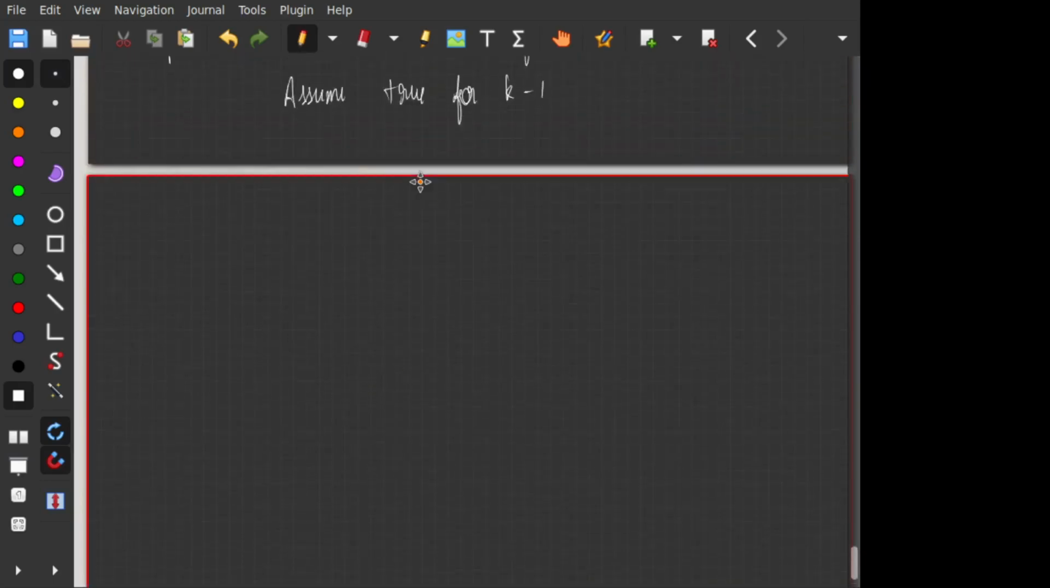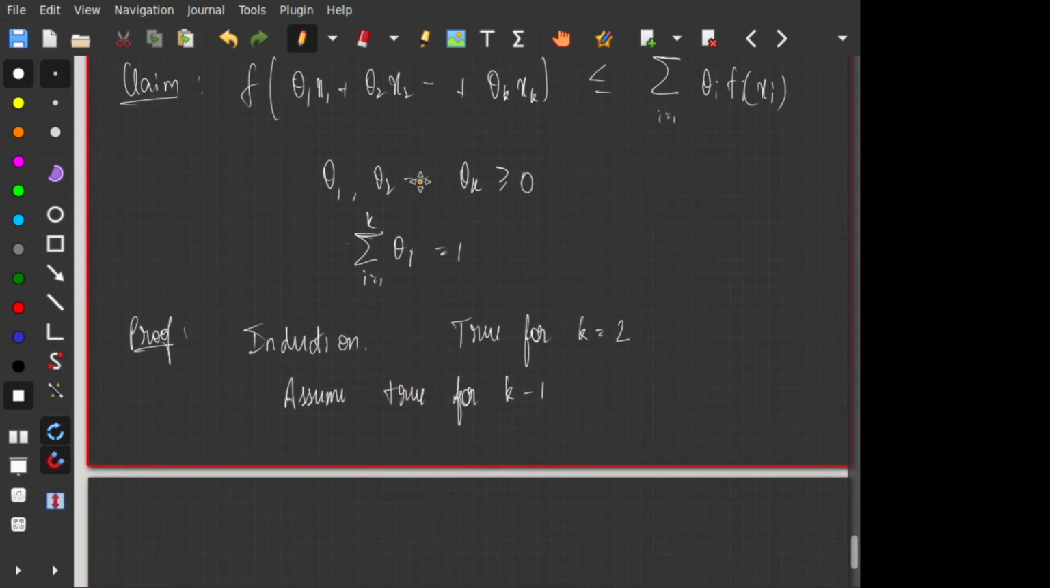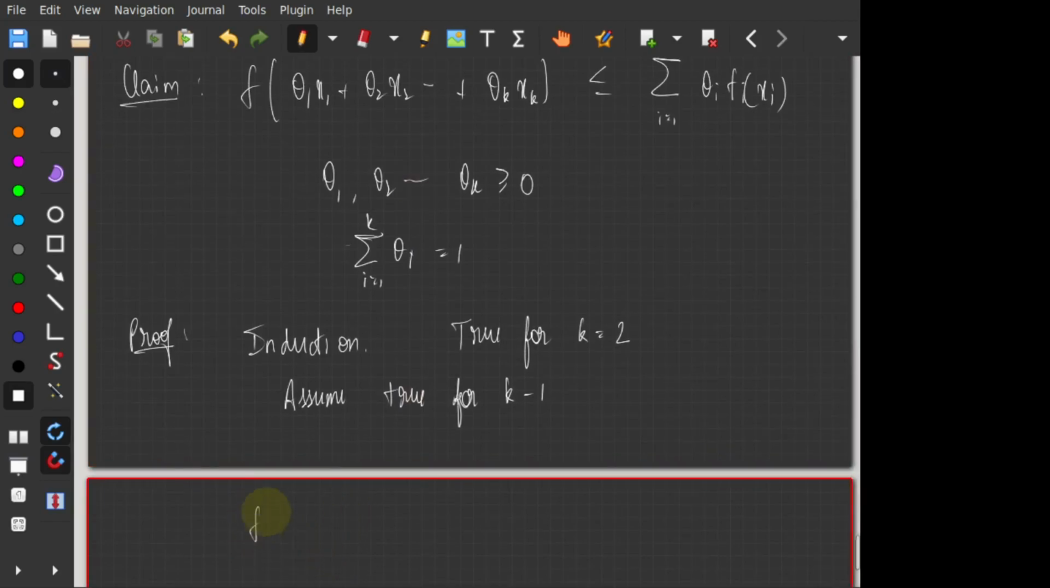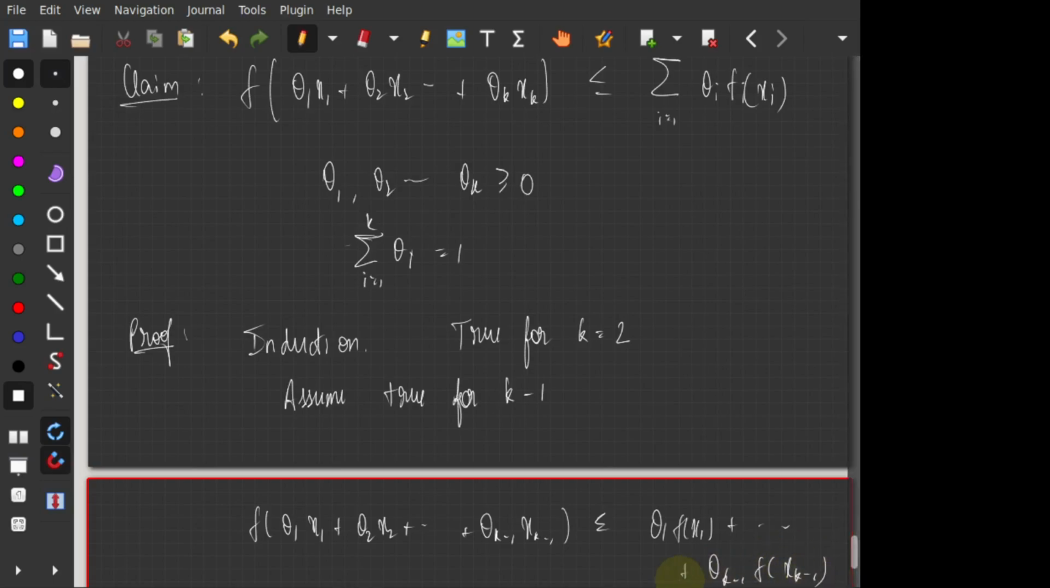So we're given that f of theta 1 x1 plus theta 2 x2 and so on up to theta k minus 1 xk minus 1 is less than or equal to theta 1 f of x1 up to theta k minus 1 f of xk minus 1. This is given to you.